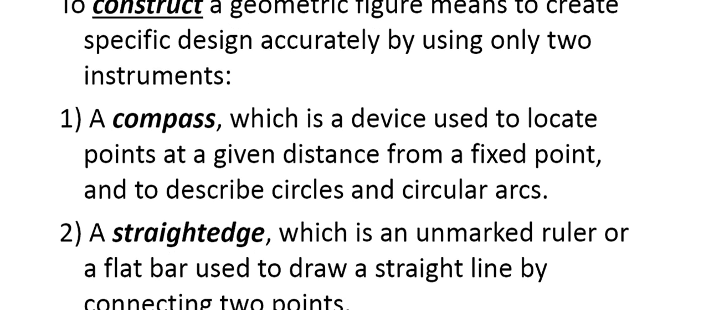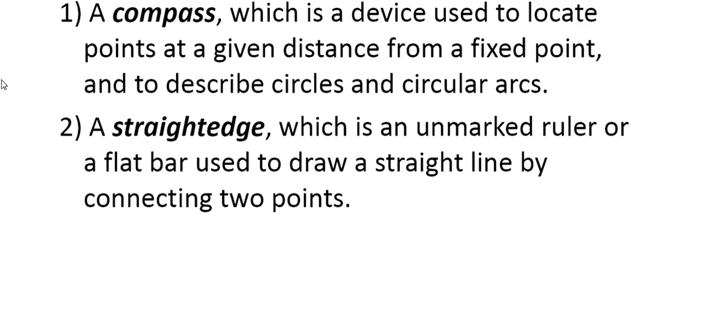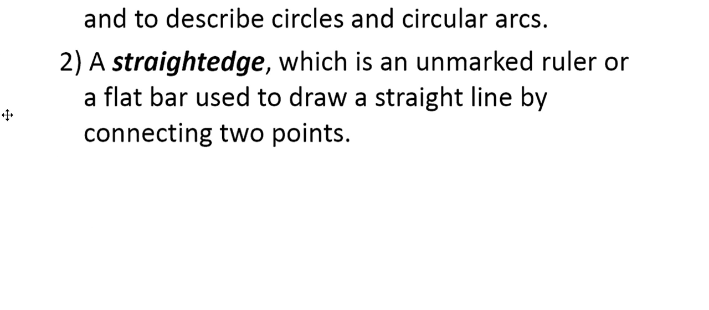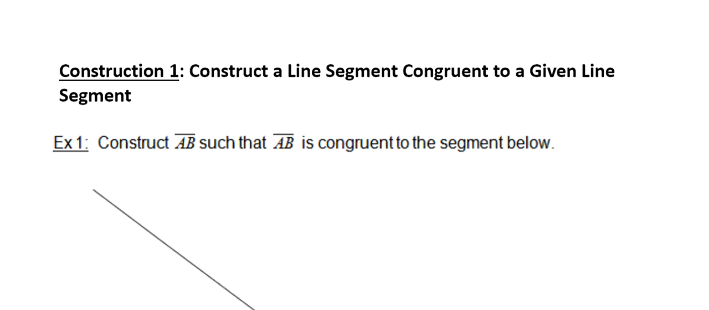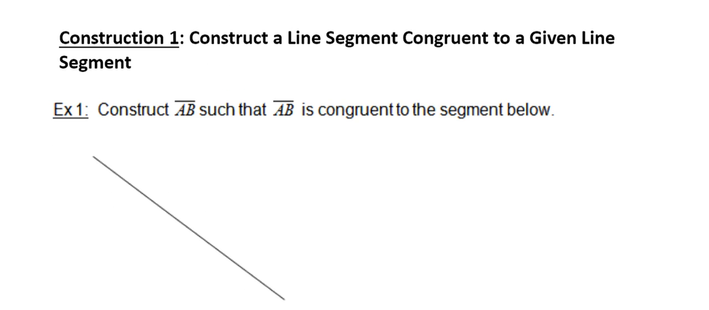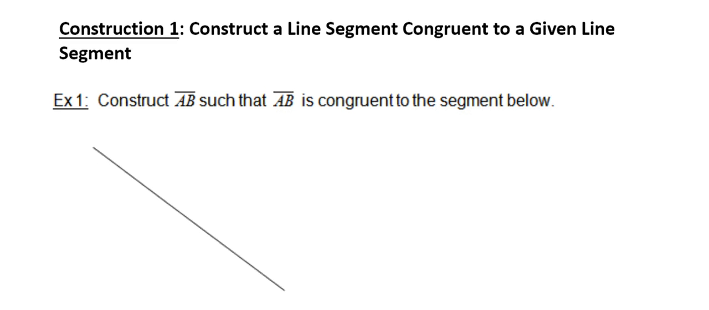A straight edge is the second instrument that we're going to use, sometimes referred to as a ruler, but it is actually an unmarked ruler or just a flat bar that's simply used to draw straight lines by connecting two points together. Our first construction will be to construct a line segment that's congruent to a given line segment.